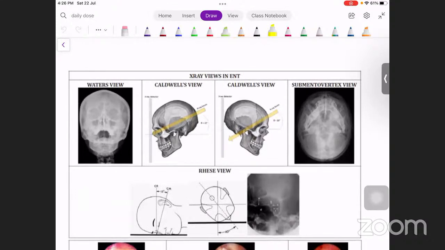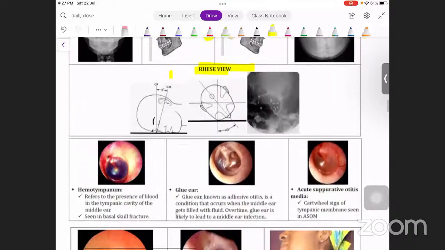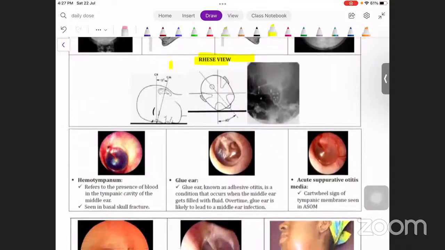Then important images. We are having a variety of X-ray views in the ENT. First one is your water view. Another one is your Caldwell's view. And you have a submento vertex view. And you have a Rees view. These are the X-ray type of view. They may ask you what type of view is used here.